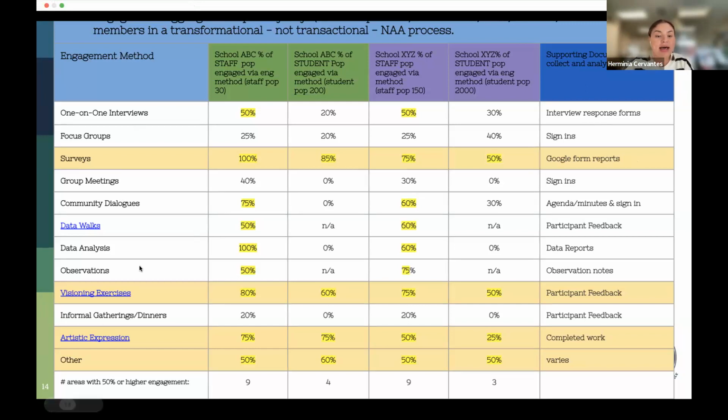Another that this particular graph shows is visioning exercises. And when you have time, we're going to share the slide deck, so you'll be able to click on visioning exercises and see what that was like. This particular school got these results from that particular method, and they did it by receiving participant feedback. And then there are other methods, like for example focus groups, where maybe they got 25%. And then this is how they track the responses. So again, these are just some tools that you can utilize.